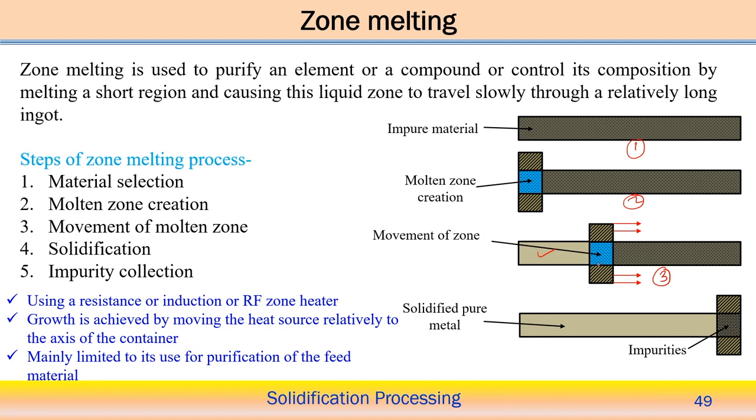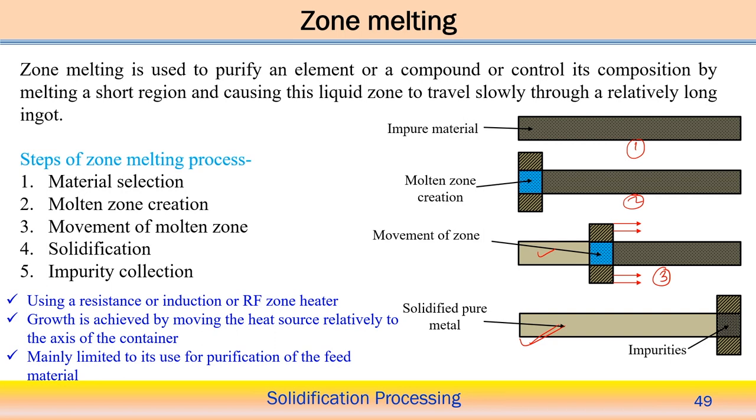Once we move this heat source to the end, all impurities are collected there. In principle it is one particular zone. The molten zone moves towards the end, and solid pure metal is created, solidified in this part. So this is just an overview of the process, and it works in this particular way.